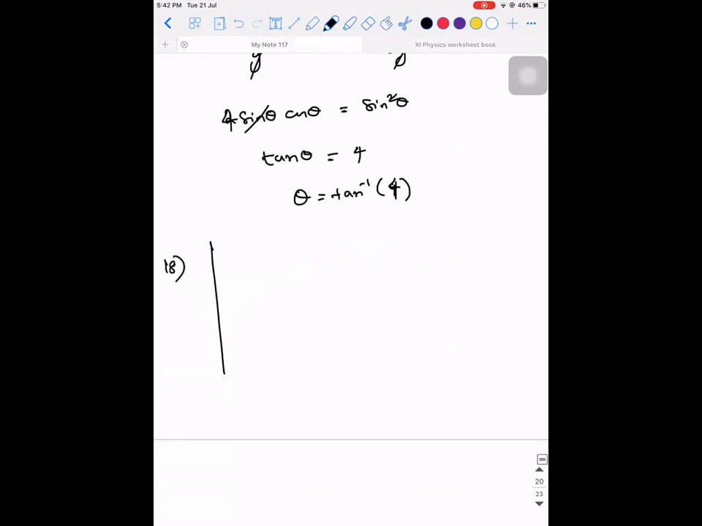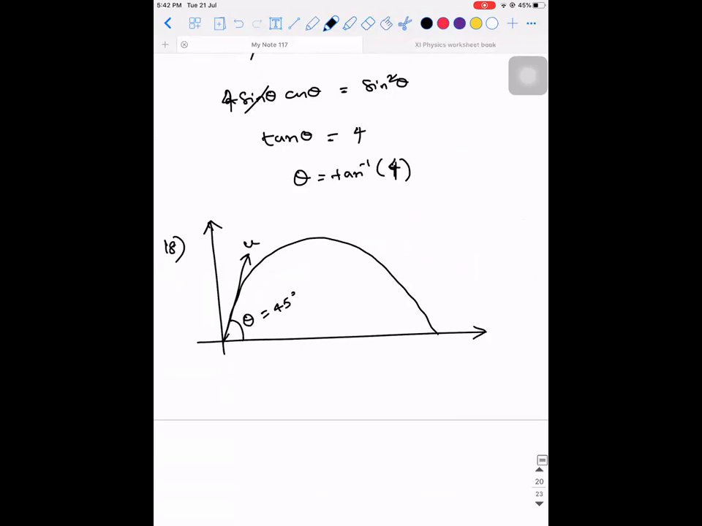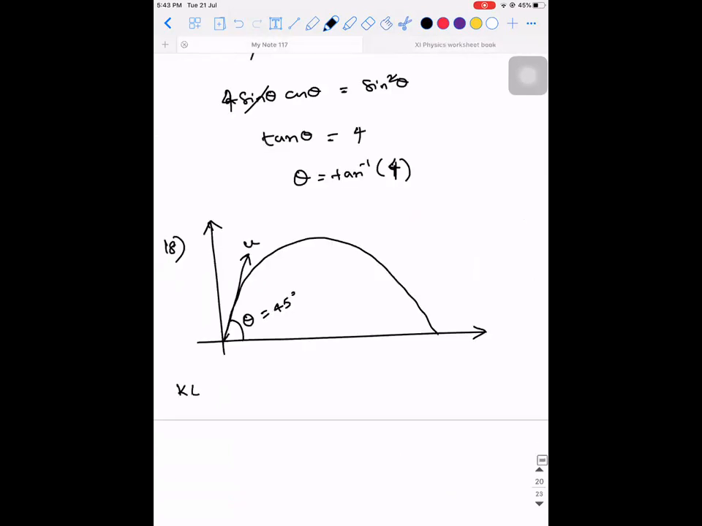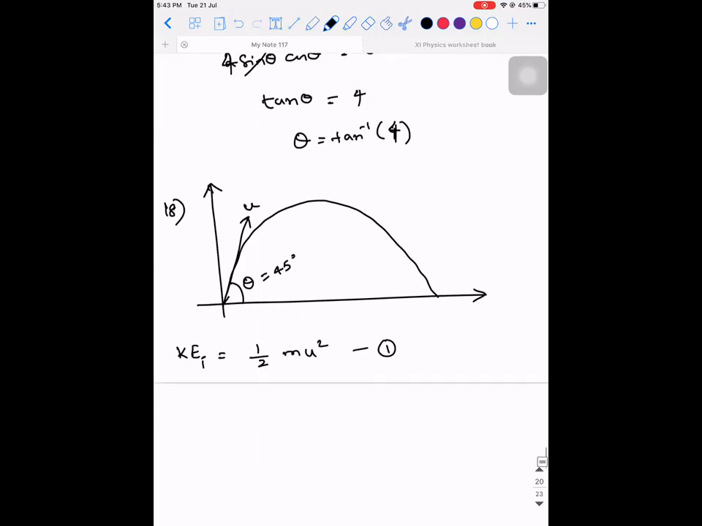So the 18th question is, there is a particle which is projected at an angle of how much value? Theta is equal to 45. It is projected at 45 degrees. Let's say its speed is u. Speed is not given. Observe the problem here. Instead of speed, what have they given? They have given you the kinetic energy of the particle. So what is the initial kinetic energy of the particle? It is half m u square. Let this be equation number 1. So this is what is given. Kinetic energy initial is given as capital K. So let this be equation number 1.